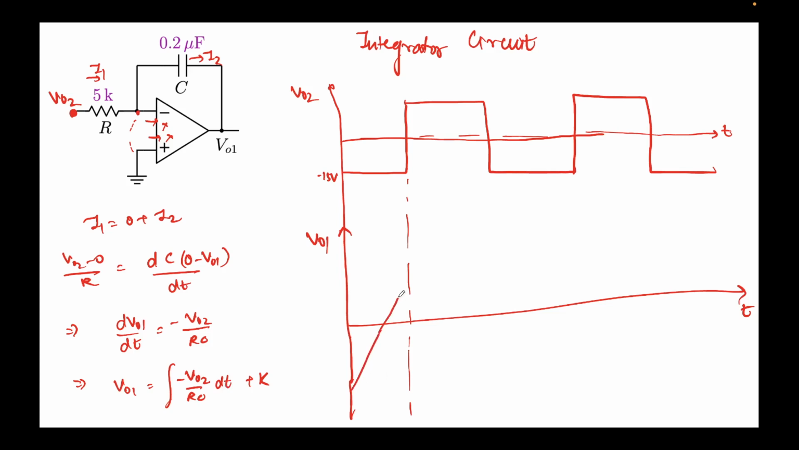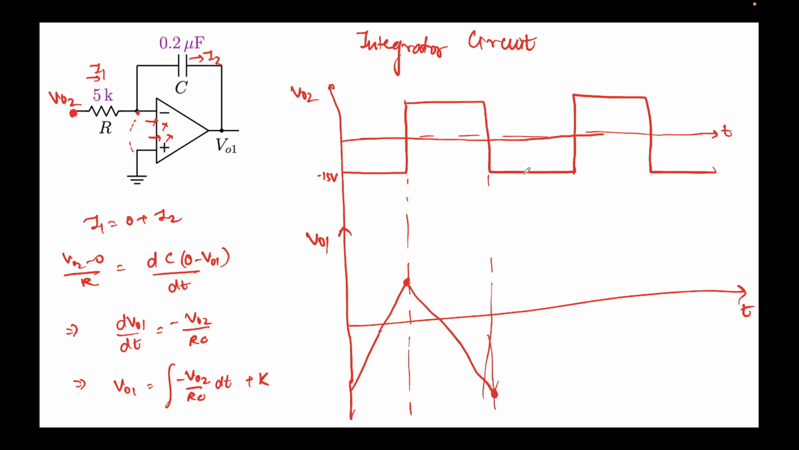I don't know when it will cross 0, but it will keep on rising. At this point, V02 will switch to some positive value. This means this value will turn out to be some negative. And the slope, this is a constant, will come out as minus some A times T, where A is a constant. This is a negative slope. So till this time, it will be a negative slope.